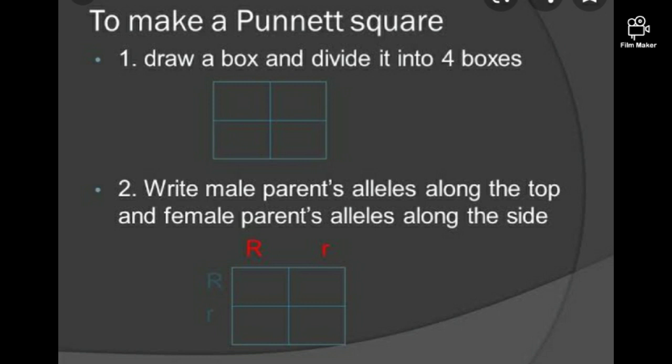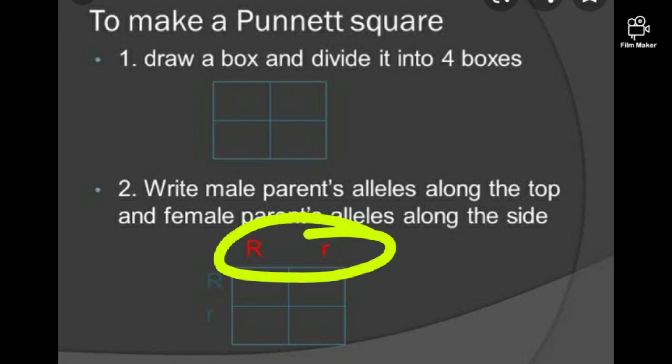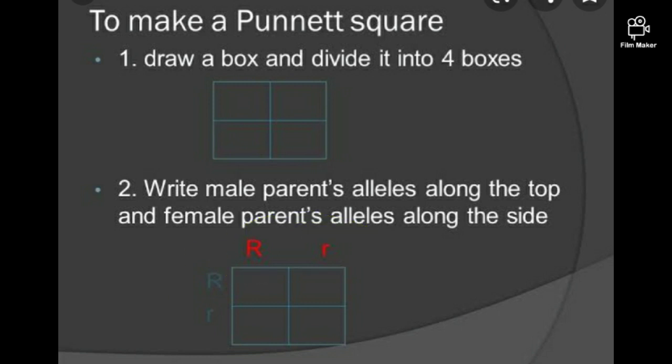Then we write the male parent's allele along the top. Like here we see capital R, small r, and the female parent's alleles along the left side of the box. Right, it is written in blue here, capital R and small r. This was the case of self-pollination.